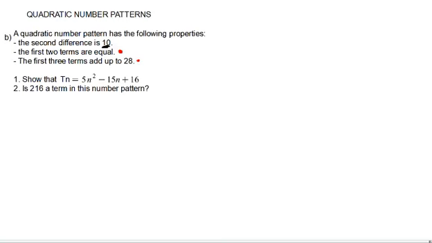Revision as we are revising quadratic number patterns, those that you dealt with in 2025 last year. Before we start on number sequences, we just have to make sure you remember these.